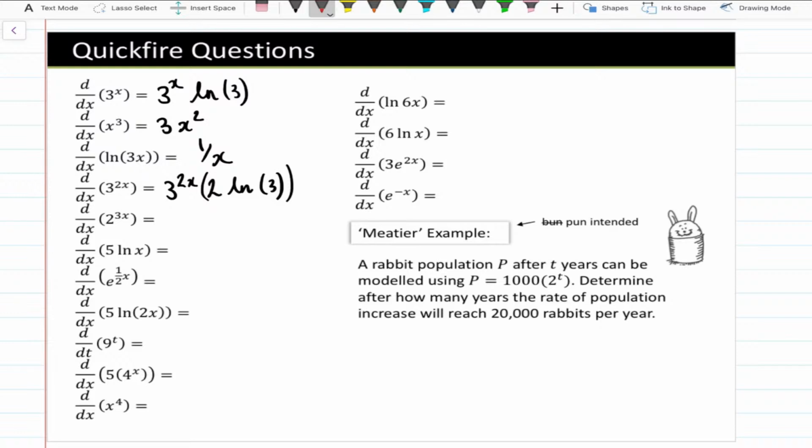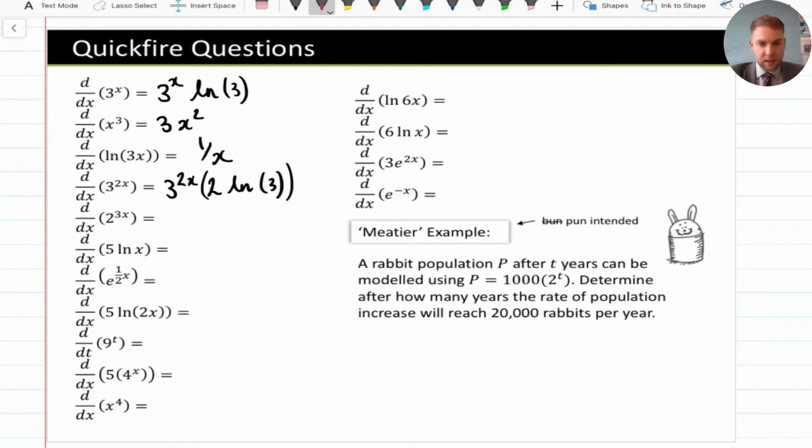So I'm just going to go through this last question. I'm going to put the rest of the answers up. This last one says the rabbit population after t years can be modelled using P is equal to 1000 times 2 to the t. Determine after how many years the rate of the population increase will have reached 20,000 rabbits per year. Now the thing we need to think about here is that it says the rate of the population increase.